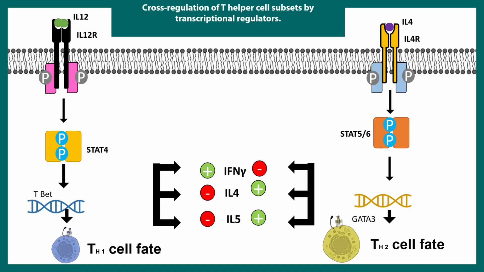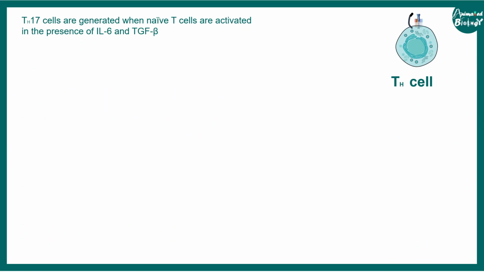And each of the target genes or the cytokines that they give rise to actually antagonize each other and suppress their fate. So this is kind of a mutual suppression going on between these two cell fates. If a cell becomes Th1, it would do anything to suppress the Th2 fate, and vice versa. That means if a cell gets the Th2 fate, it would do anything to suppress the Th1 fate.